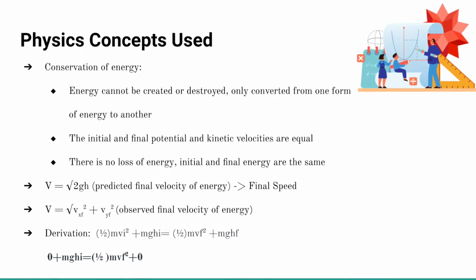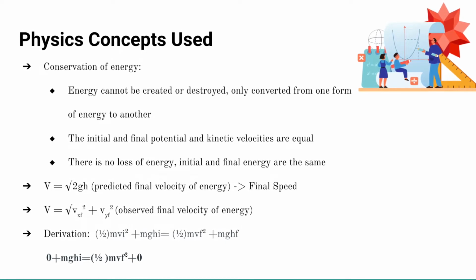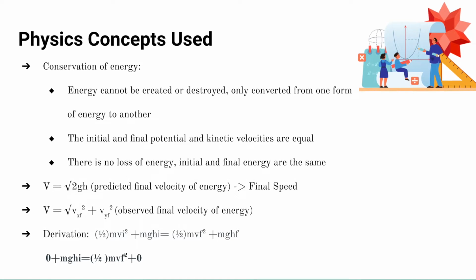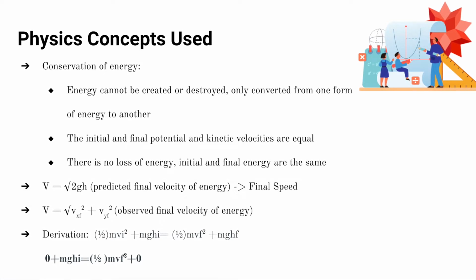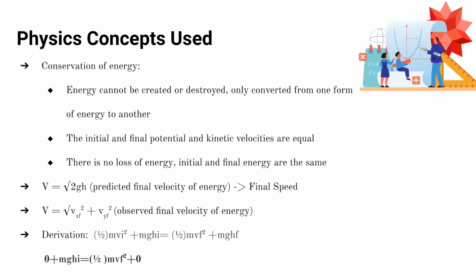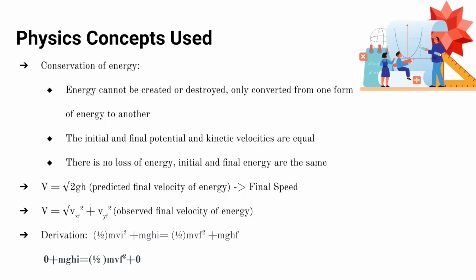With this being said, energy conversion allowed for the conclusion that there is no loss of energy during the decline of the racetrack, which allows for the final and initial energy to be calculated the same. This allows for the final speed to be calculated as the square root of 2gh.